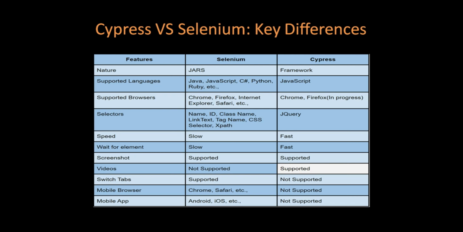And about speed, speed is a little bit slower in Selenium, but very fast in Cypress. And let's see how the wait for elements works. I will let you know why it is fast in Cypress.